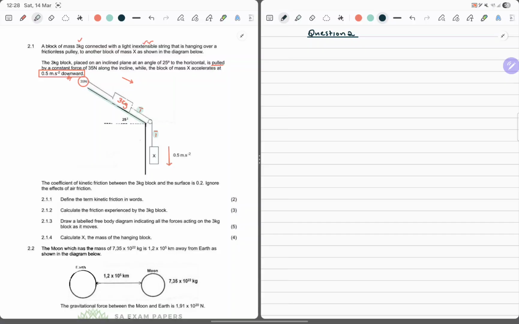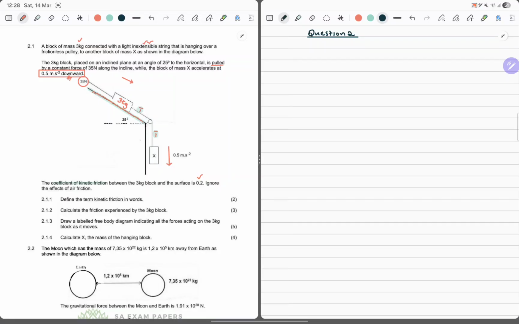But remember, you may at some point in the questions be introduced into some friction, but at this stage we're getting the impression that there is no friction. Okay, let's read on. The coefficient of... oh my goodness, I spoke too soon, eh? Okay. The coefficient of kinetic friction between the 3 kilogram block and the surface is 0.2. So obviously then it means this is a rough surface.